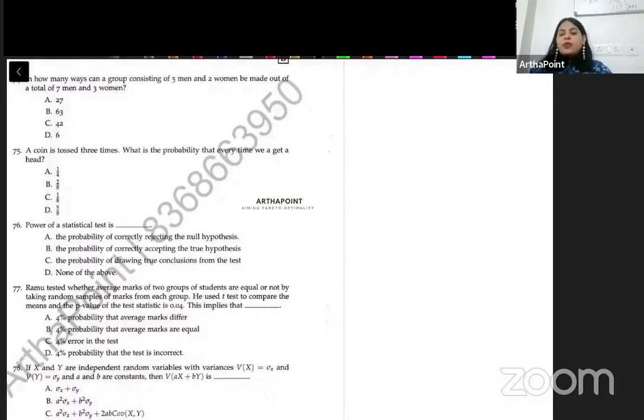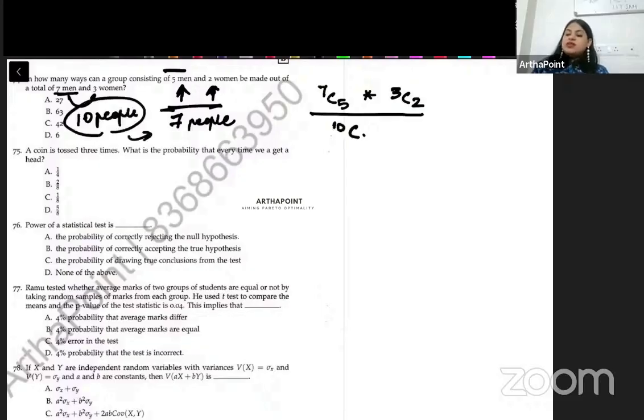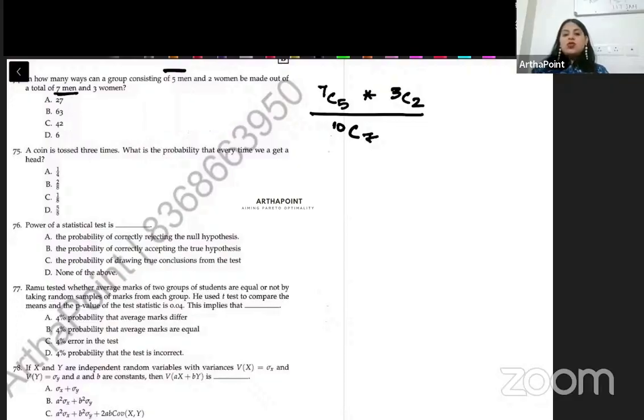So what am I going to do? I'm going to just go ahead and say that out of 7 men, I need 5. And out of 3 women, I need 2. And totally, I need to make a group of how many people? 5 men and 2 women, so 7 people. Out of how many? Out of 7 plus 3, 10 people. So out of 10 people, I need to make a group of 7 people. So 10C7. This is how you solve it.